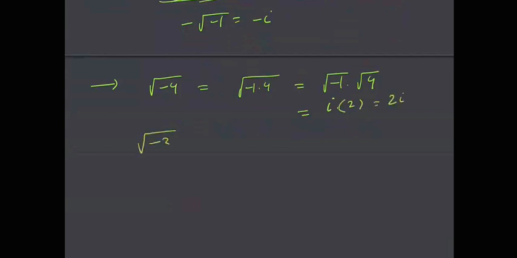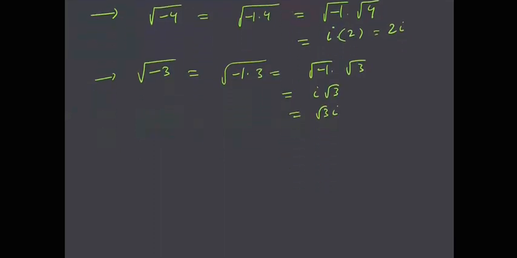Suppose you have root over minus 3. So this you write it as root minus 1 into 3, and this is root minus 1 into root 3, and this is iota into root 3. So this is root 3 iota. Fine. So if you have root minus 17, this is nothing but root 17 iota. So let us come back to our problem.